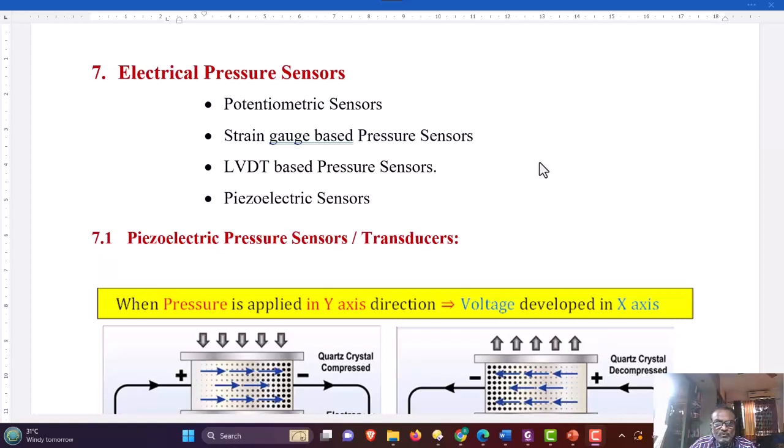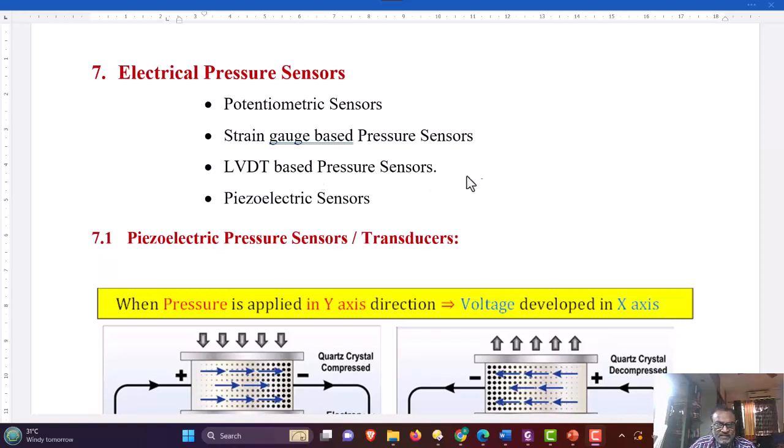Out of these, the potentiometric sensors and strain gauge sensors are passive sensors, whereas LVDT based sensors and piezoelectric sensors provide the direct electrical output. LVDT based sensors have to be fed with the primary supply, whereas piezoelectric sensors are active sensors, they don't need any external power supply. The strain gauge sensors we have seen earlier under strain gauges. The LVDT pressure sensor was also studied under the LVDT topic.